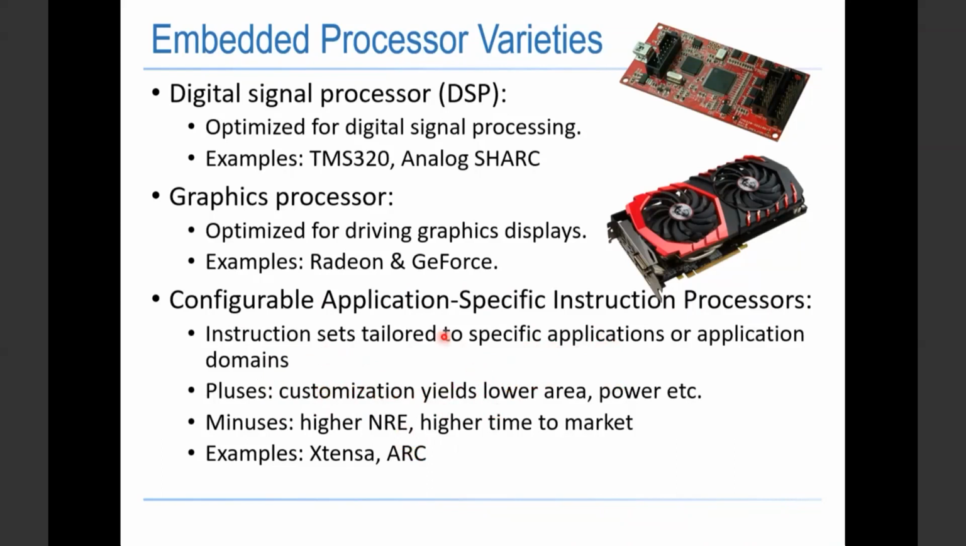This is an advantage. The disadvantage is that it has a higher non-recurring engineering cost, NRE, and a higher time to market. Examples of ASIP are Xtensa and ARC. So this is the application for the embedded processors.